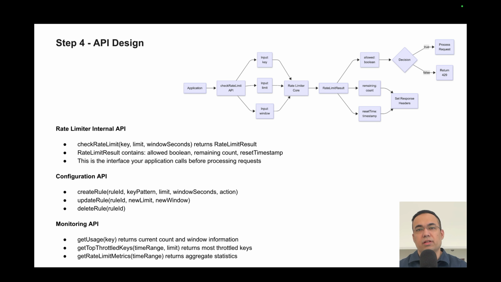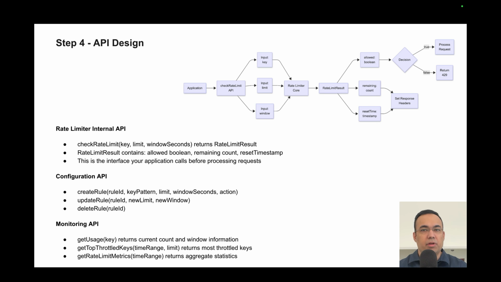This is a clean interface our application will be calling before processing each request. Second is the configuration API. We should have create rule, which takes a rule ID, key pattern, limit, window in seconds, and action. We should have update rule, which takes a rule ID, new limit, and new window. And we should have a delete rule, which takes just rule ID. These allow operations teams to manage the rate limiting rules without having to do code deployments.